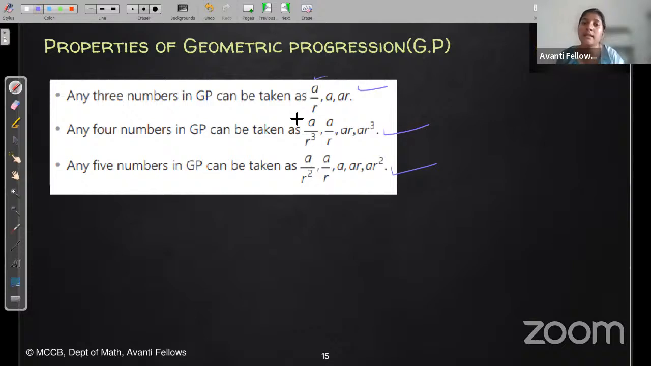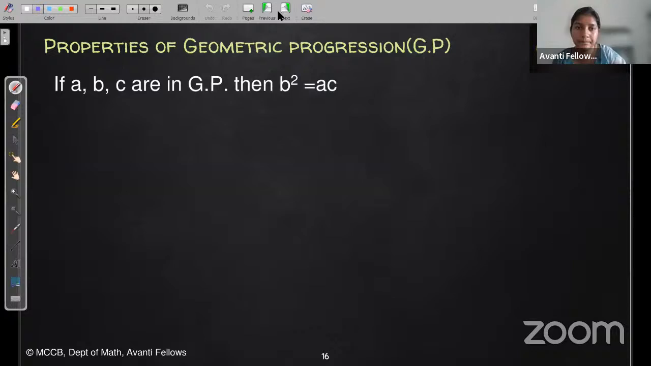Why do we consider like this? Because if we take the product of these terms, the R's get cancelled and we end up with only the term A. So we can easily compute the value of A. That's the reason we consider these as the 3 terms. Is it clear to you all? Any doubt in this? Let me know in the chat box if you have any doubt. If no doubt, then we'll move to the next one.